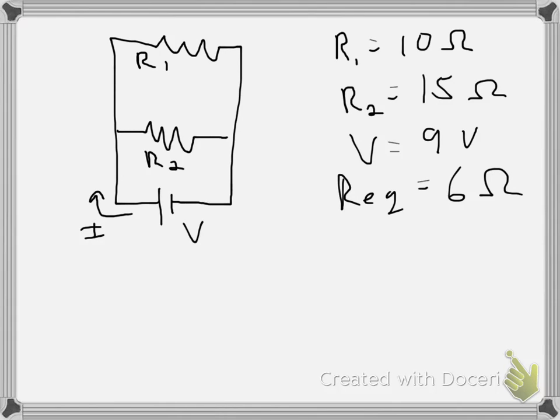Okay, this is an example problem for Physics 1000, Auburn University, summer 2013. I have here a diagram of a parallel circuit that we've already worked with. What we did in a previous video is we found the equivalent resistance of the two resistors in this circuit.